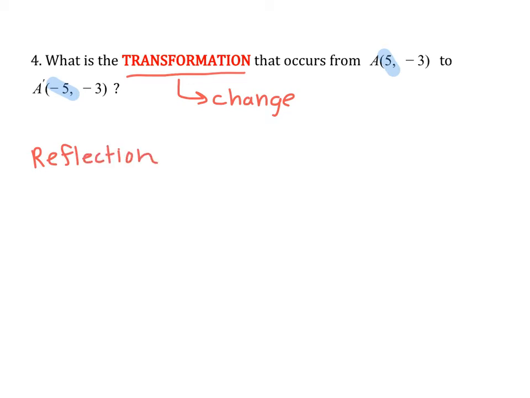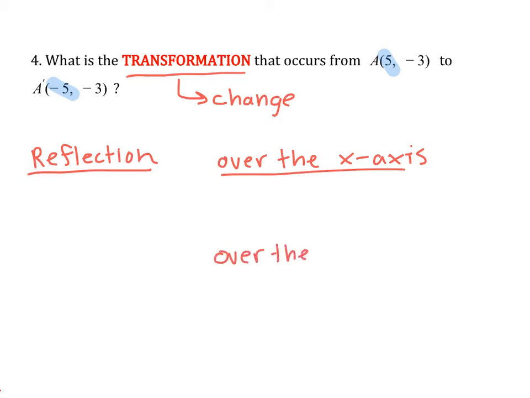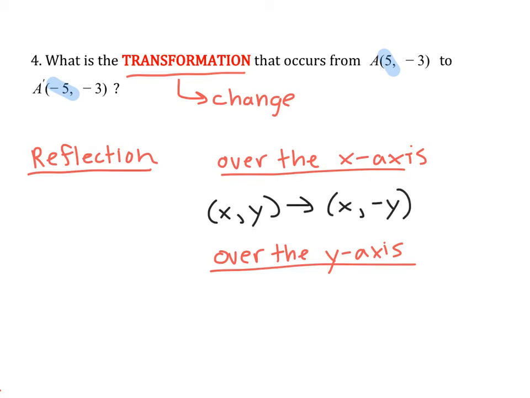So there were two types of reflections that we talked about. We talked about a reflection over the x-axis, and we talked about a reflection over the y-axis. So remember, if you are reflecting over the x-axis, you are taking the opposite of your y value. You're multiplying the y value by -1. And if you're reflecting over the y-axis, you are multiplying the x value by -1.